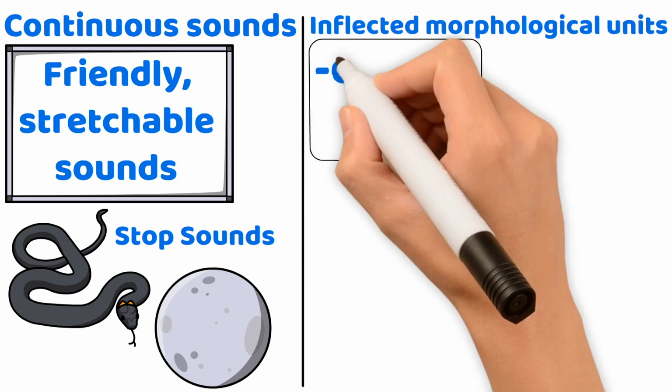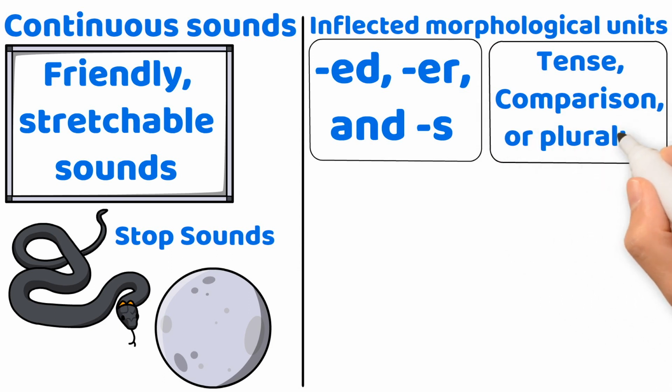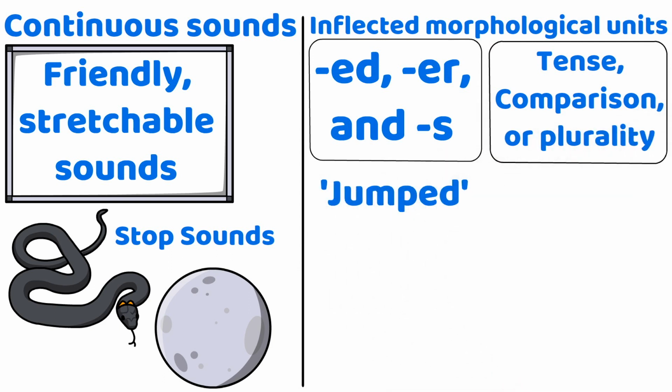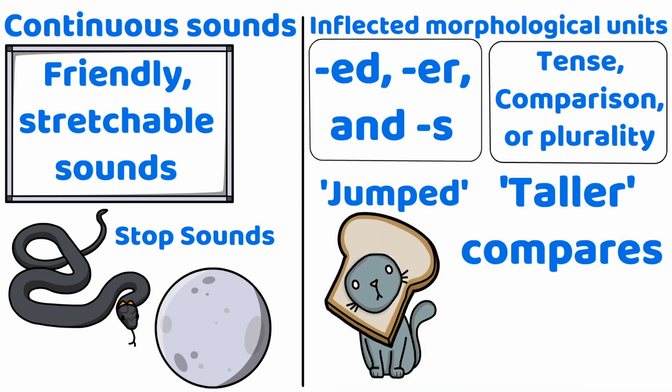Another key player in our phonics journey is inflected morphological units. These are the endings like ed, er, and s, which we add to words to express tense, comparison, or plurality. For instance, jumped shows an action in the past, taller compares, and cats tells us there are more than one.